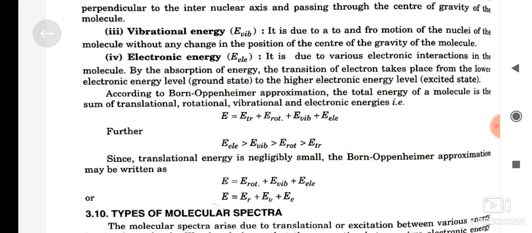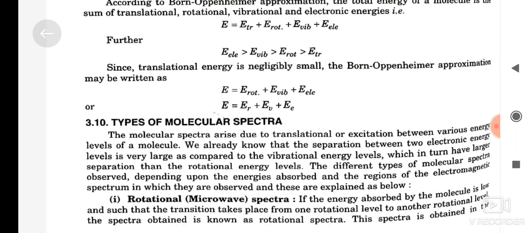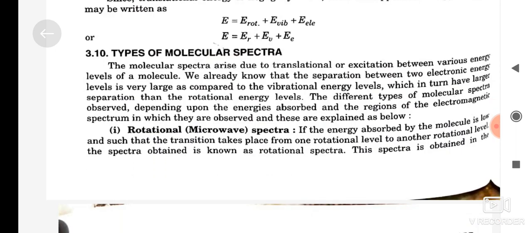Since translational energy is negligibly small, the Born-Oppenheimer approximation can be written as E = E_R + E_V + E_E. Types of molecular spectrum. The molecular spectra arise due to the transition or excitation between various energy levels of a molecule. We already know the separation between two electronic energy levels is very large as compared to the vibrational energy levels, which in turn have larger separation than the rotational energy levels. The different types of molecular spectra are observed depending upon the energy absorbed and the region of the electromagnetic spectrum in which they are observed, and these are explained as below.